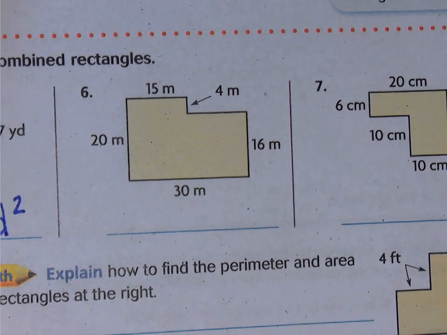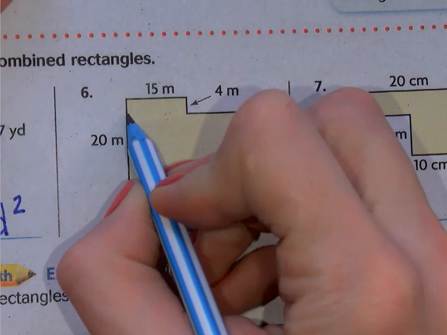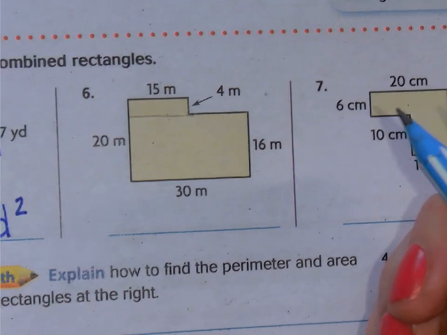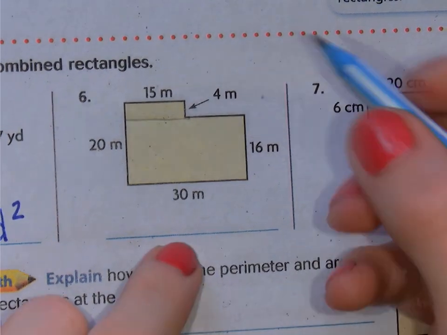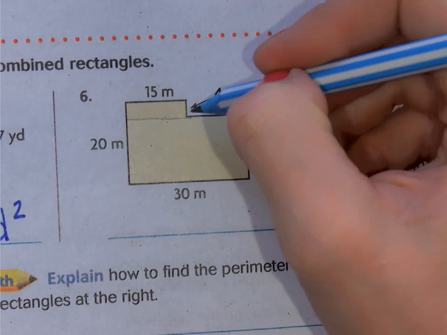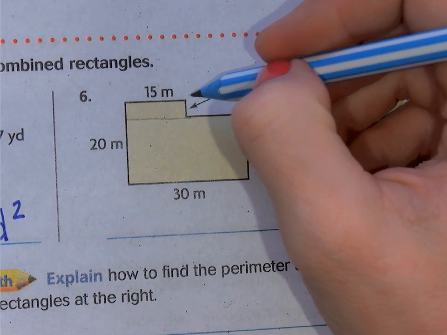Okay, no big deal. Okay, I'm going to chop this part off so I end up with one little bitty guy and one big guy. Usually makes it easier. Start with the little one. Okay, 4 meters is pointing right here. Remember, M is meter.